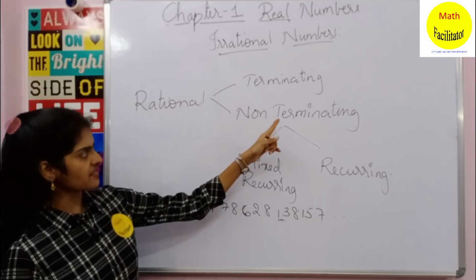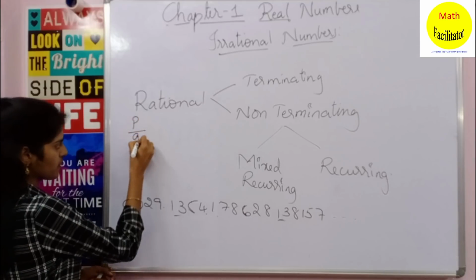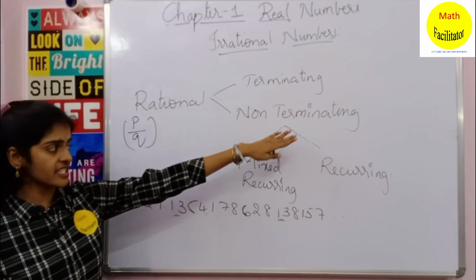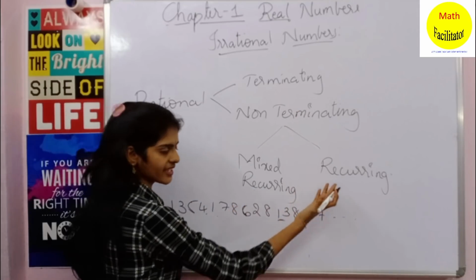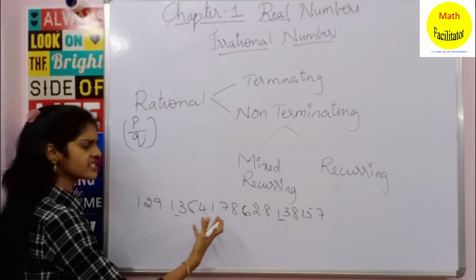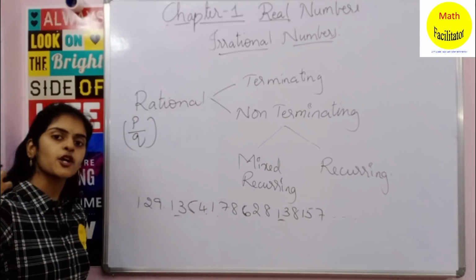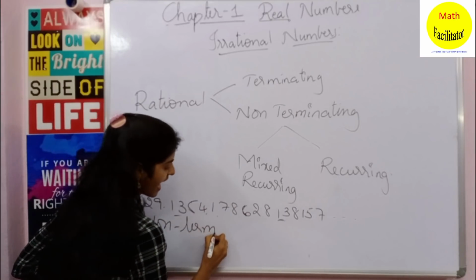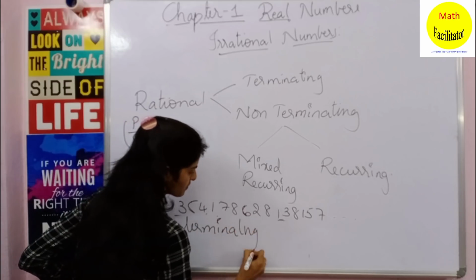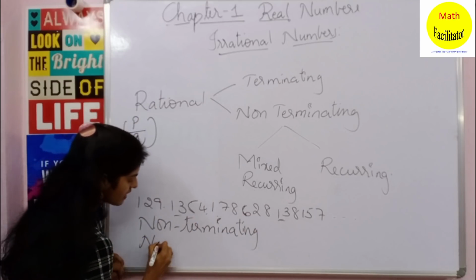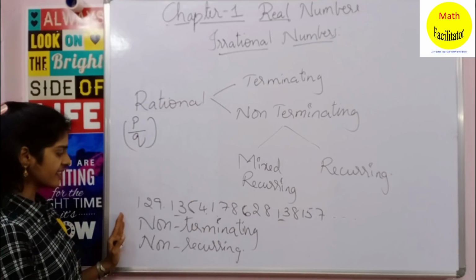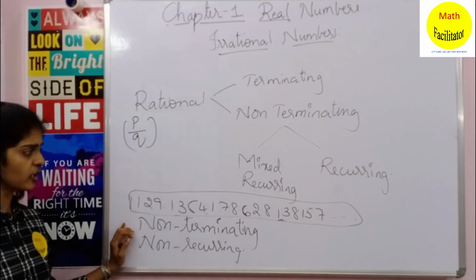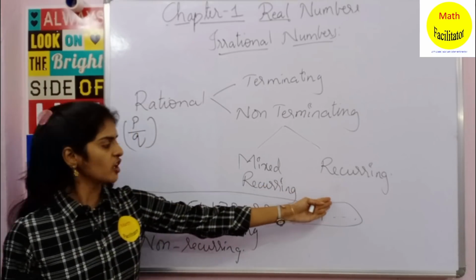So you have seen that rational numbers which are of the form P by Q can be written as terminating or non-terminating, and if it is non-terminating it should be either mixed recurring or recurring. But here you see that it is non-terminating but it is non-recurring. So this decimal number is non-terminating as well as non-recurring. So you cannot say that this is a rational number, that this can be written in the form of a rational number, because this is not a recurring decimal or a mixed recurring.